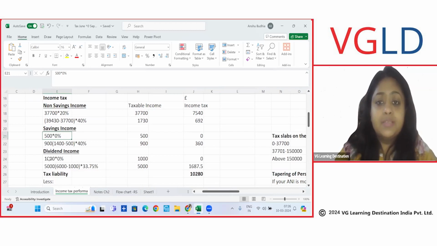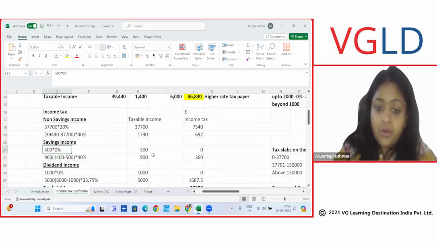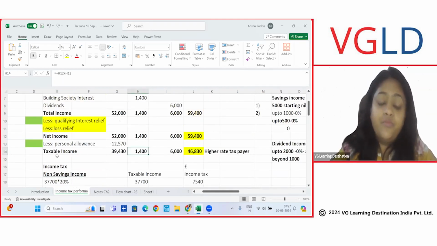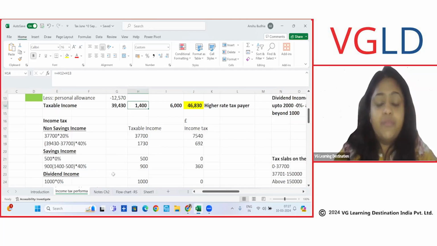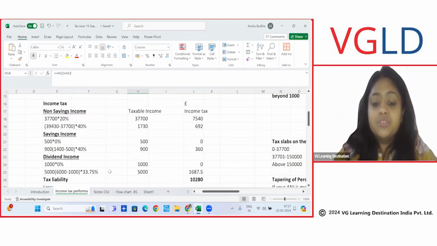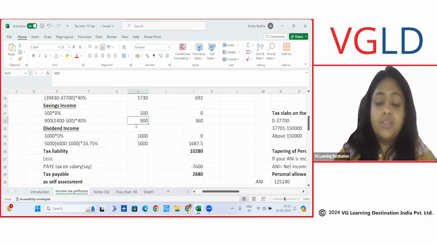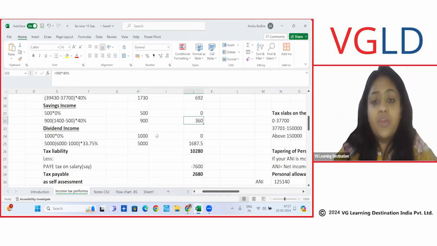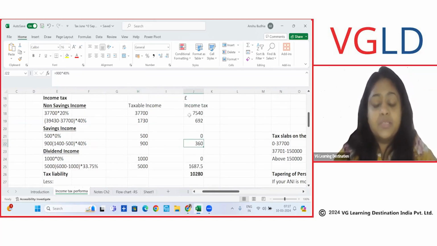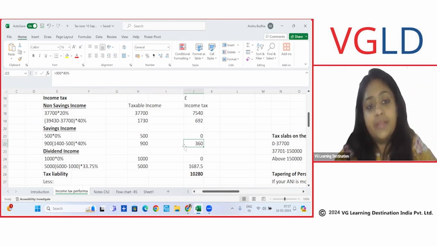Do you see how I present? So 500 multiplied by 0%. You have to present this in the answer. You cannot eliminate this step. Now, what is the total savings income? 1,400. Out of which 500 I've already considered for 0%. So the remaining is how much? 900. That will be taxed at 40%. Why 40%? Because we are already in the 40% category. So the same 40% will continue till 150,000. Because beyond that, 45% will start.